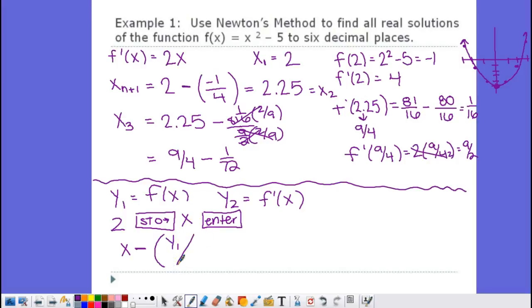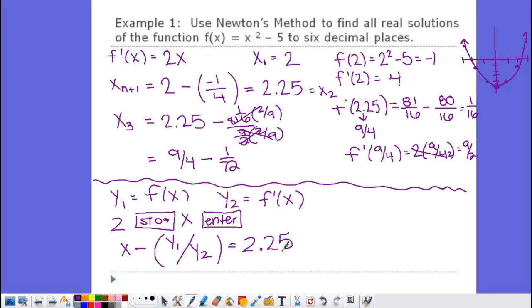Then we're going to divide it. And then we're going to go back to vars, back to y vars, back to function, and then we're going to hit y2. Close those parentheses. And if you hit enter, look what we get. Here's what I want to teach you, the tricks of the calc. This became our what?